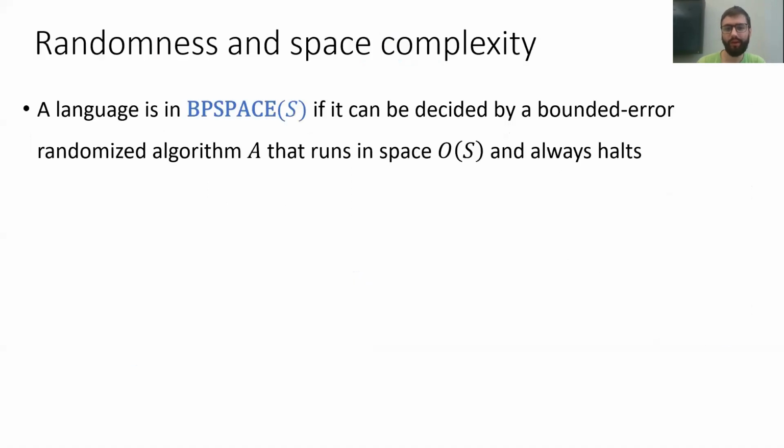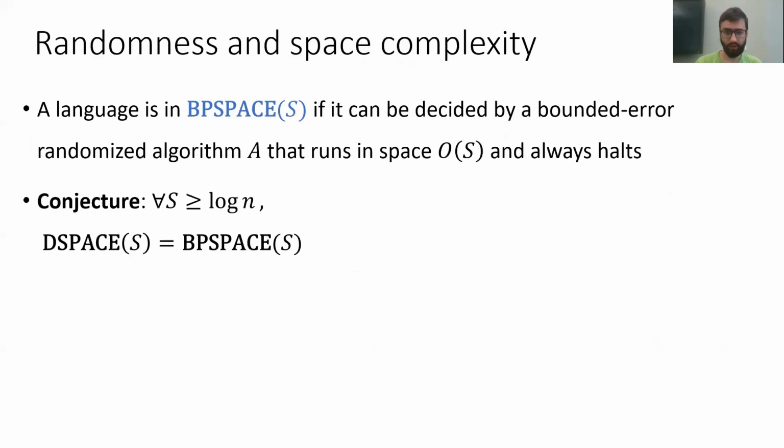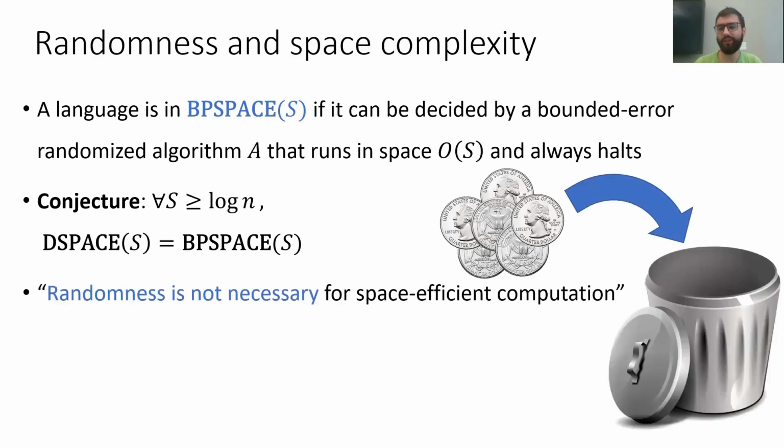Recall that BPSPACE(S) is the class of languages that can be decided by randomized algorithms that use O(S) bits of space. The popular conjecture is that BPSPACE(S) coincides with deterministic SPACE(S). In other words, this conjecture is saying randomness is not necessary for space-efficient computation, so you might as well throw all your fair coins into the trash can.